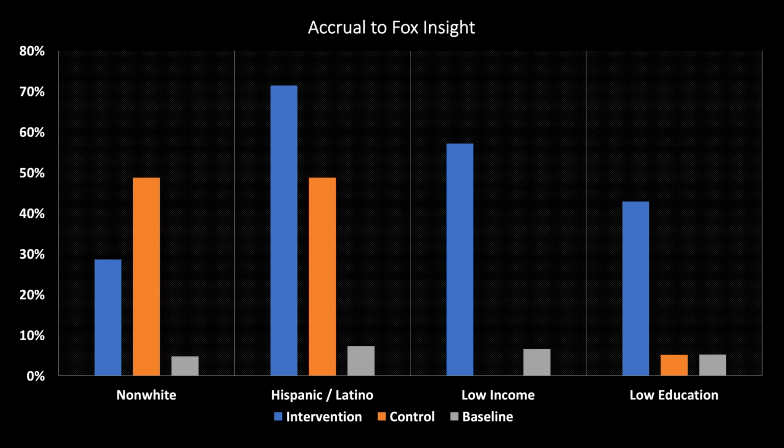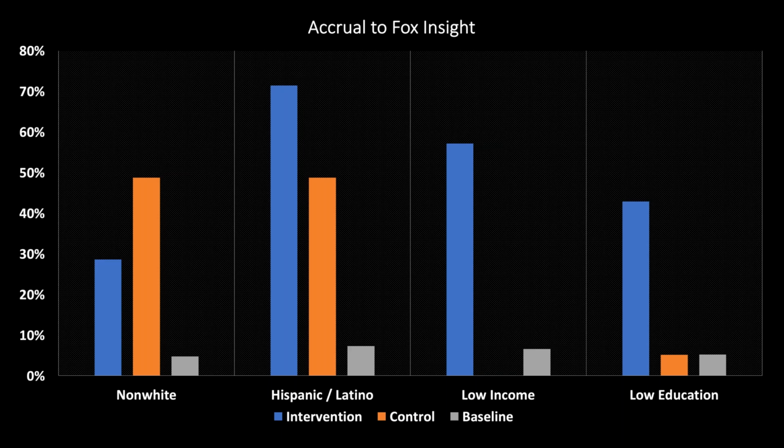So baseline refers to the ability of the 8 sites in the study to recruit diverse populations that are non-white, that are Hispanic or Latinx, that are low income or low education. And as you can see here, both intervention and control sites did a great job when it comes to recruiting racially and ethnically diverse populations, but intervention sites were able to recruit individuals very, very broadly across these categories.